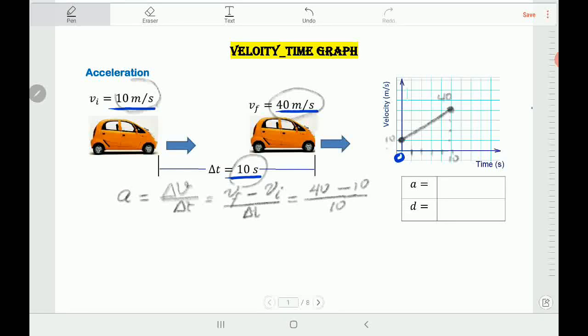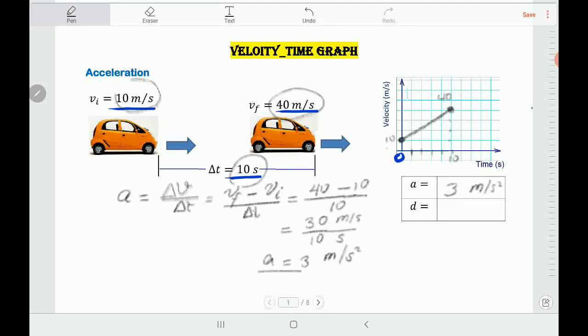So remember, always put the final minus the initial. So what's 40 minus 10? It's equal to 30, divided by 10 seconds. It's better to use the units. That's 30 meters per second. Why? It's the difference between two velocities. And the unit of the time is second. So now we have 30 over 10 is equal to 3 meters per second squared. So the acceleration is equal to 3 meters per second squared.